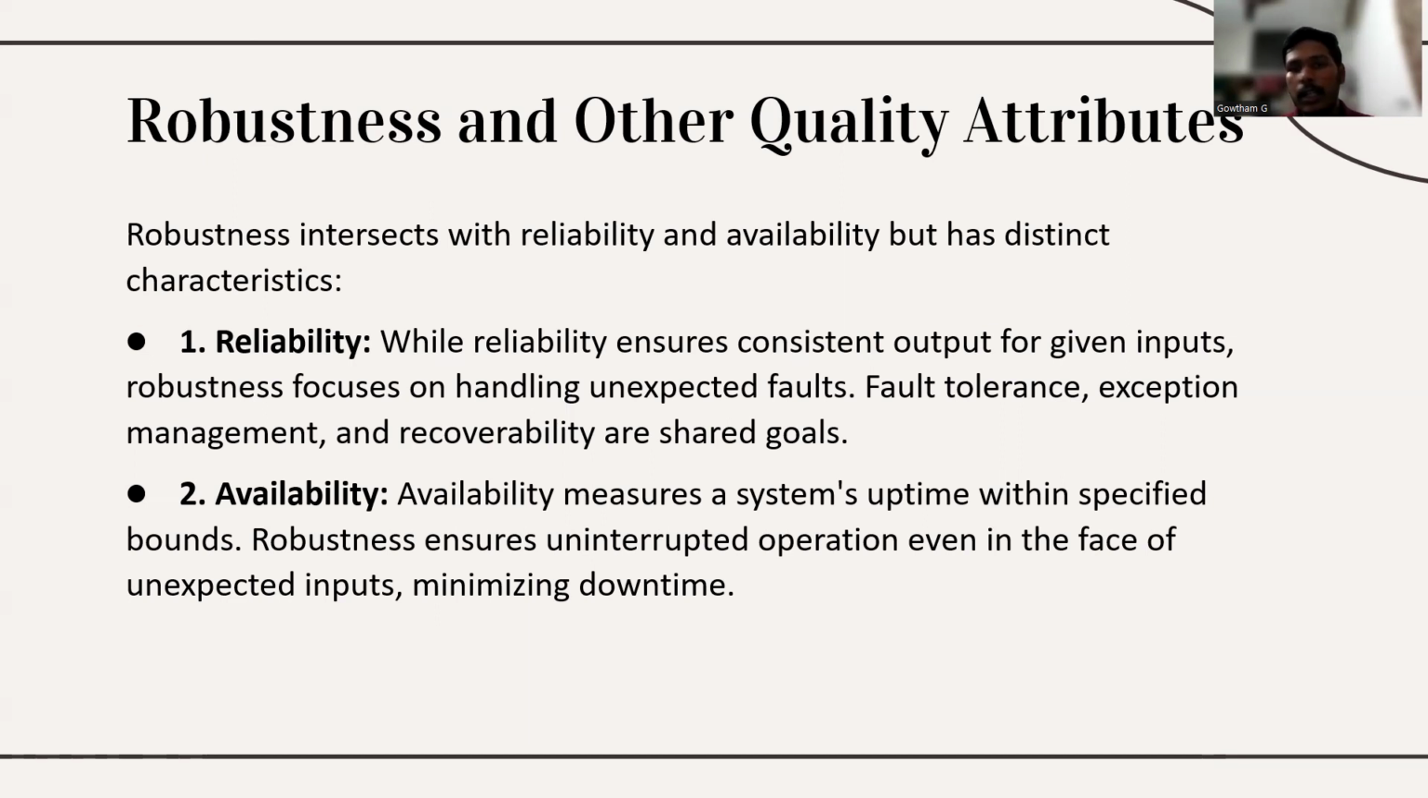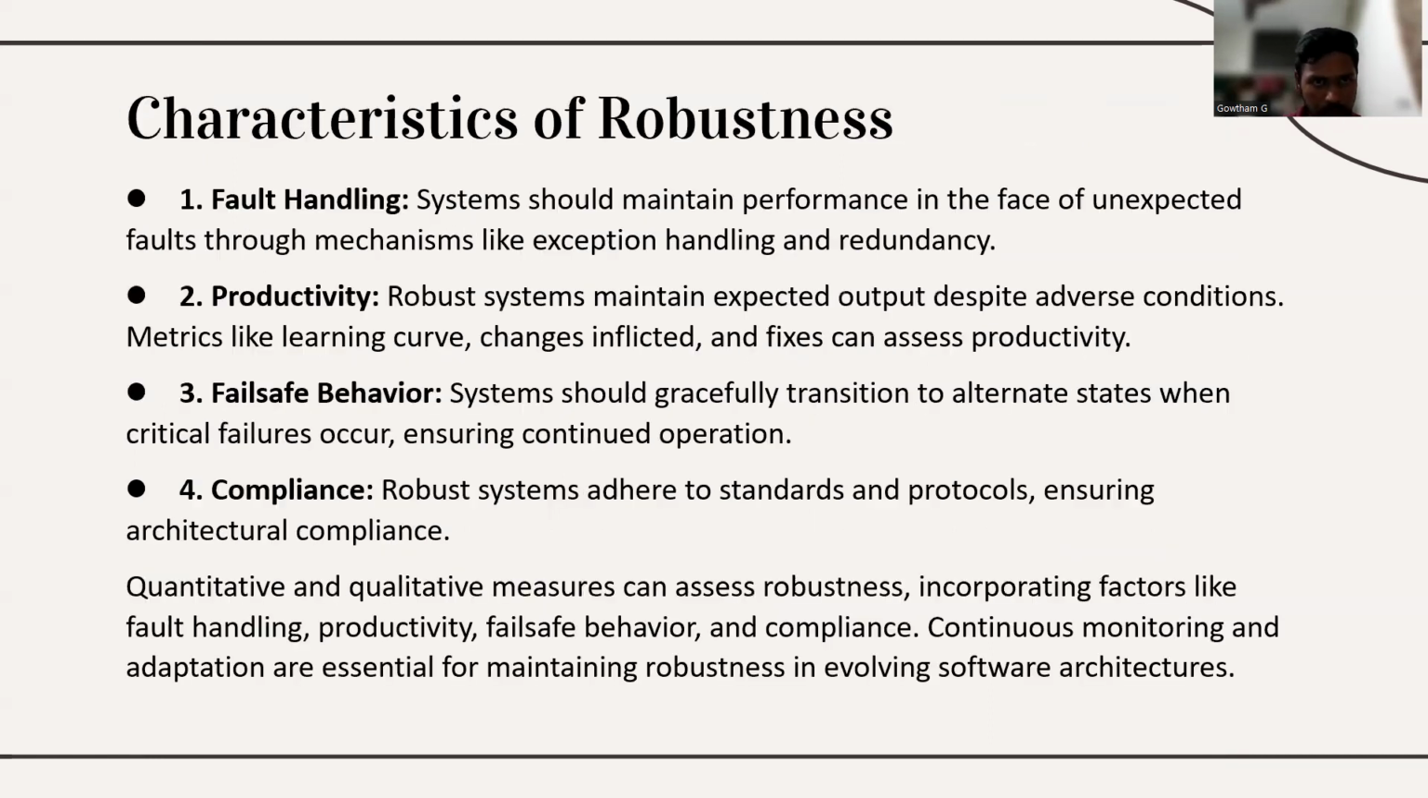While reliability ensures consistent output for given inputs, robustness focuses on handling unexpected faults. So if we can minimize the occurrence of faults, the software will have more reliability. Availability. Availability measures a system's uptime within specified bounds. Robustness ensures uninterrupted operations even in the face of unexpected inputs and minimizes downtime.